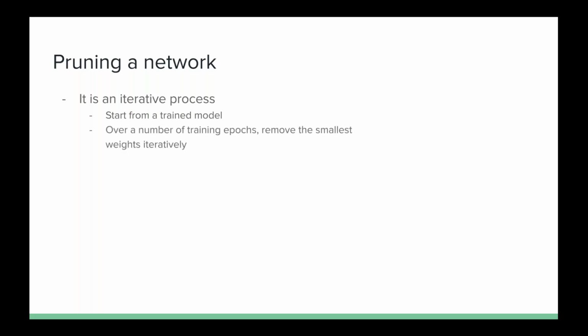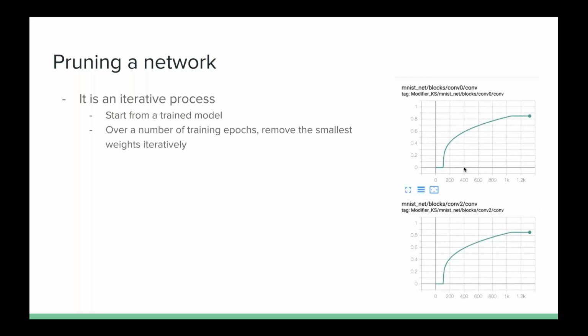So let's go through an example of pruning a network. One thing to note is that it's an iterative process. What I mean by that is we start from a trained model. We're going to go over a number of training epochs, removing the smallest weights iteratively. What this looks like, and this is a TensorFlow example, where each of these is a step count, is we're going to start, and then we're going to iteratively start removing weights. On the left, we have the sparsity that we're getting to, and eventually we're going to end up at 85%. But we're going to iteratively do this over a certain number of training steps, and therefore epochs.